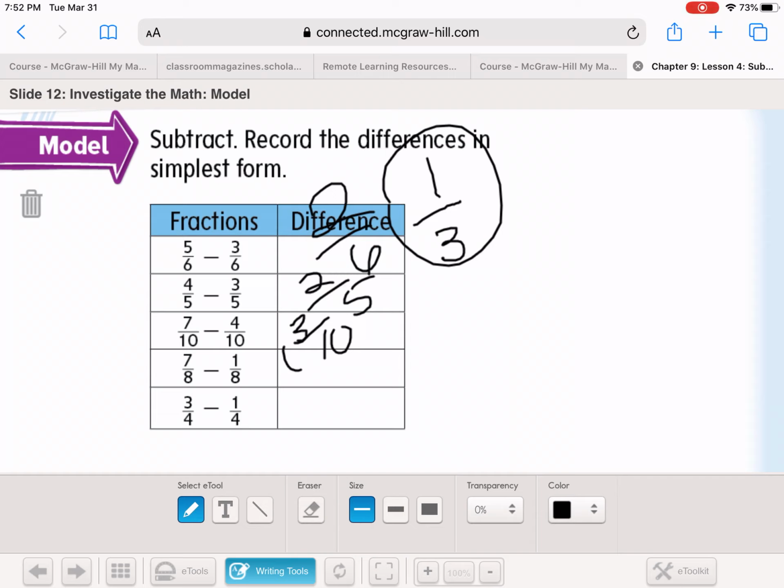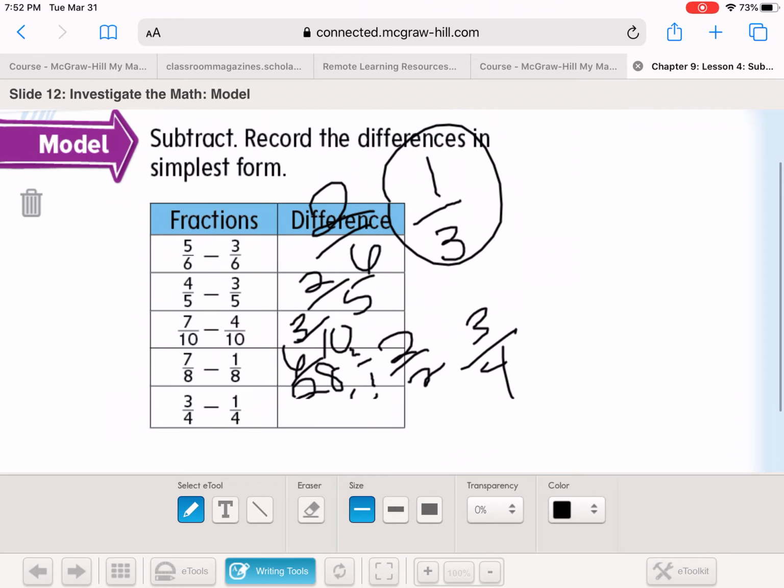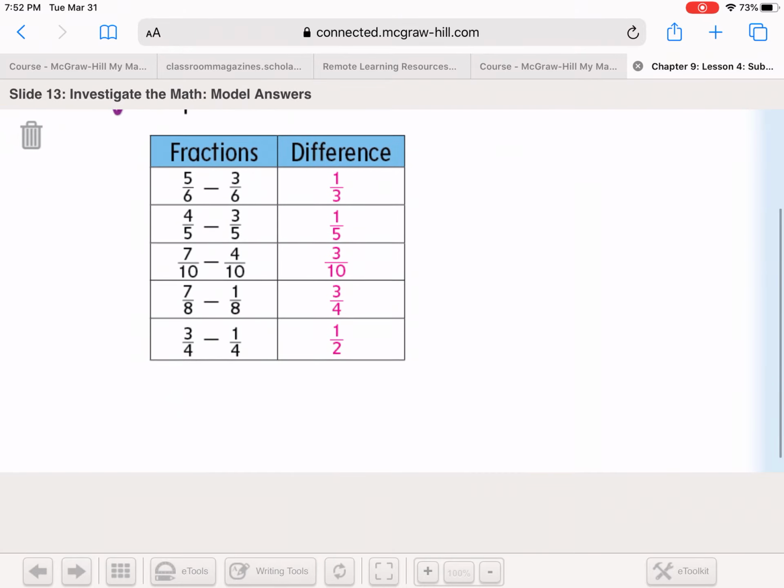7/8 minus 1/8 is 6/8. But again, I'm going to divide by 2. Okay, that's my little division. You can't see that. And I'm going to get 3/4. Now I'm done. 3/4 minus 1/4 is 2/4, which you can't see me do. 2/4. And I know that 2 is half of 4, so it's equal to 1/2. Okay?